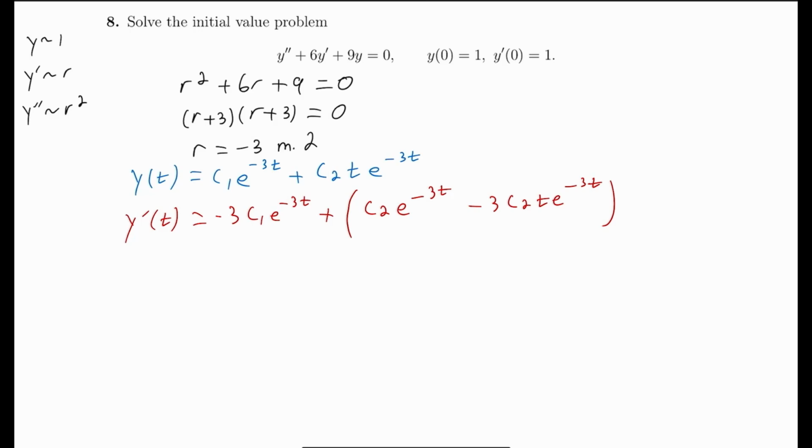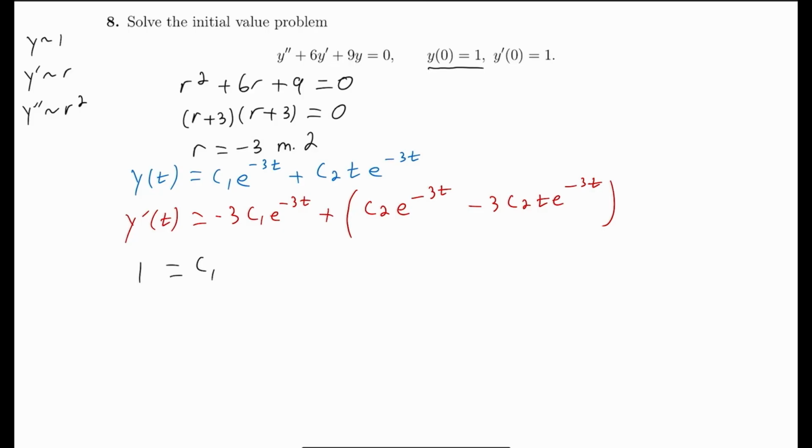We can now start plugging into these equations. So we know that y of 0 is equal to 1, which means that when t is 0, y is equal to 1. We'll plug that into our first equation. So 1 is equal to c1 e to the -3 times 0 is e to the 0, which is just 1. So we just have 1 is equal to c1, and then that'll be 0 plugged in for t right there, which makes that easy because that term is just 0. So we know that c1 is equal to 1. We can plug into the second equation now.